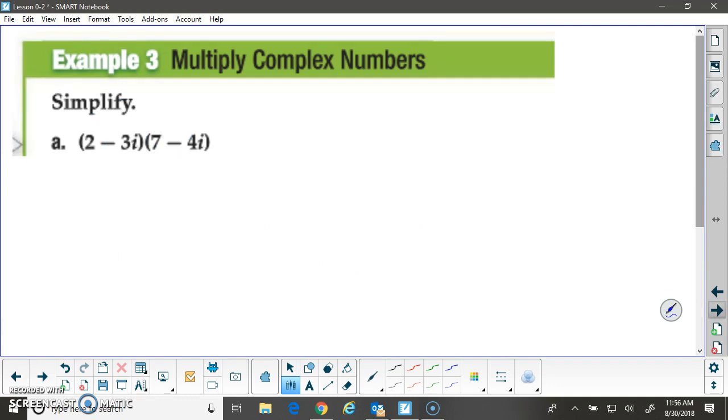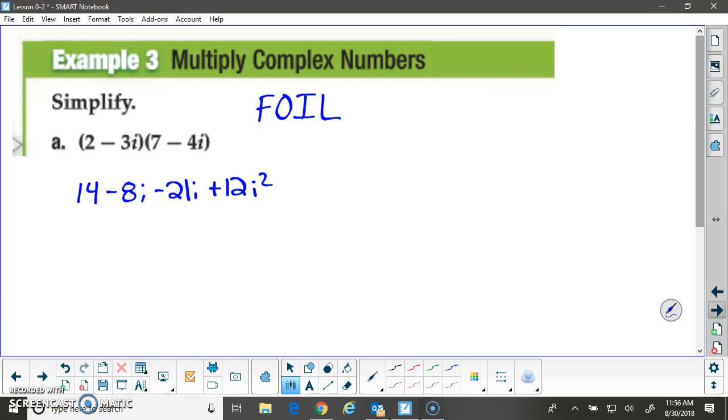Last thing in this video is to talk about multiplying two complex numbers. Here we have two complex numbers, and if we're going to multiply those, we need to use the FOIL method. If you don't remember what the FOIL method is, the F stands for multiplying the first terms, 2 times 7. The O stands for multiplying the outside terms, 2 times negative 4i. The I stands for multiplying the inside terms, negative 21i. And then the L stands for multiplying the last terms, which gives us 12i squared.